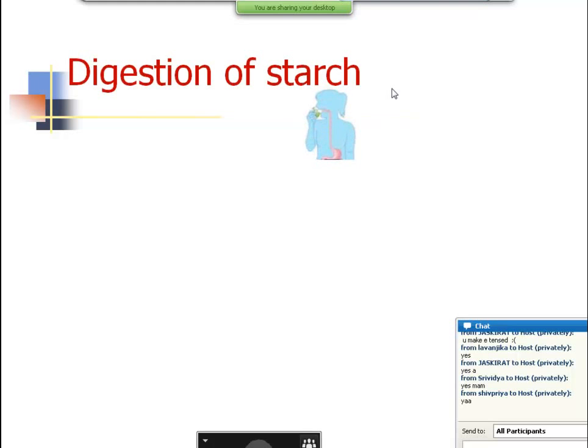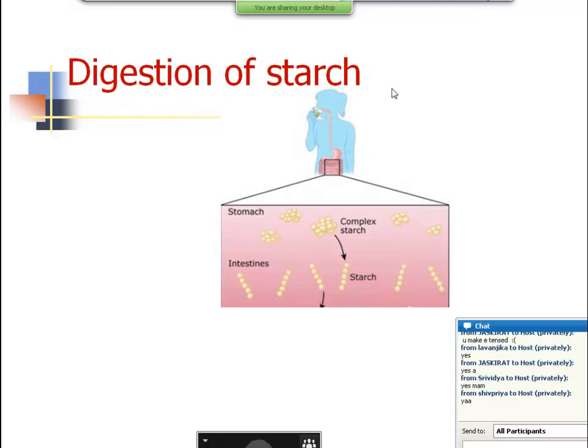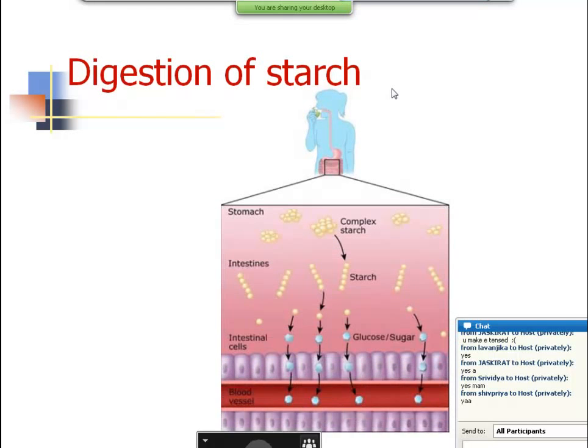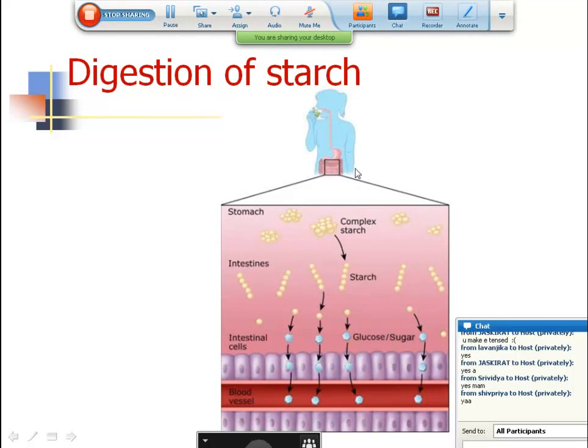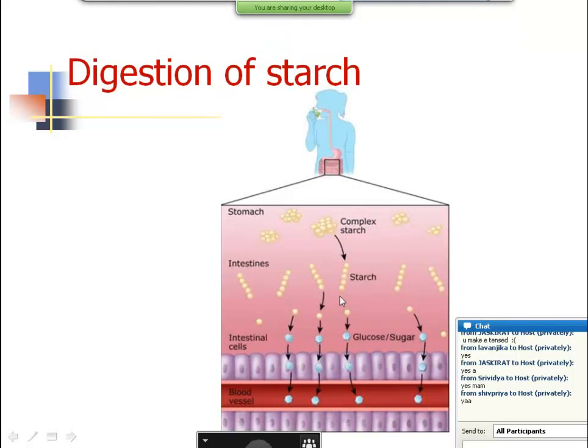Okay, and digestion of starch, I've already talked about, right? In the beginning of class, I talked about how the complex starch goes down to become individual glucose monomeric units in the blood level.